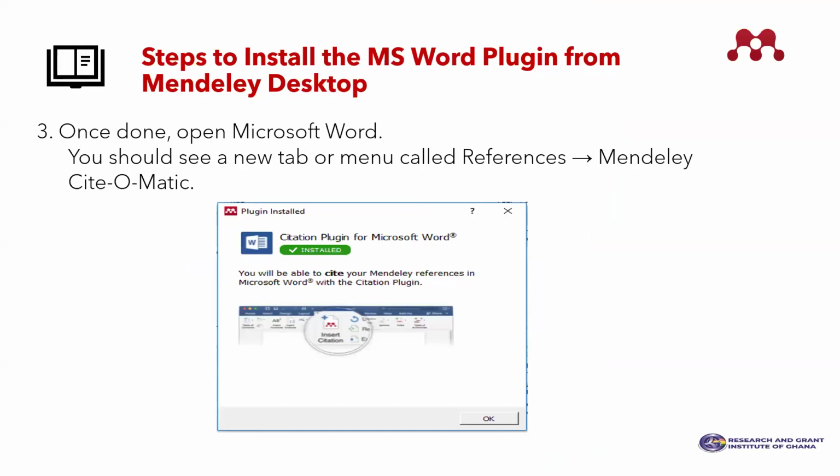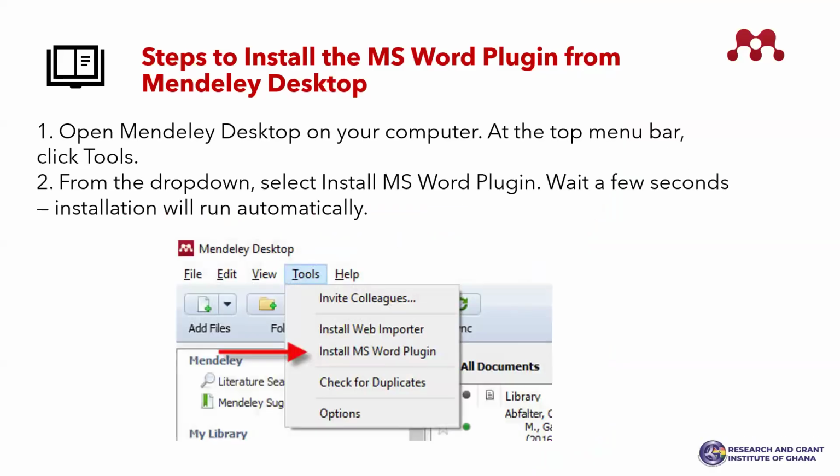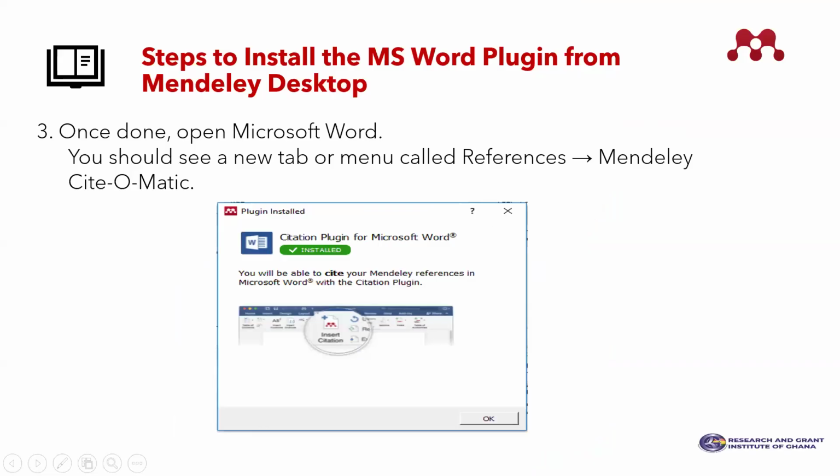For the plugin, you don't have to go online. Under the tools, you go to MS Word plugin, then you click on it, then it should install. So you are going to see something like installed.